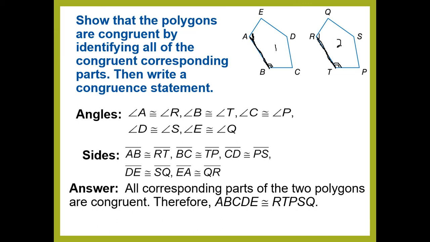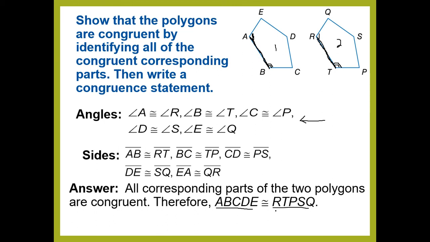One last thing. For this congruence statement, we started with A on this side for our first polygon, and we started with R on this side because A goes with R, B goes with T, C goes with P, D goes with S, and E goes with Q. We know this because we found our corresponding angles up here. So we wrote our congruence statement where our corresponding angles were paired up in the same position.